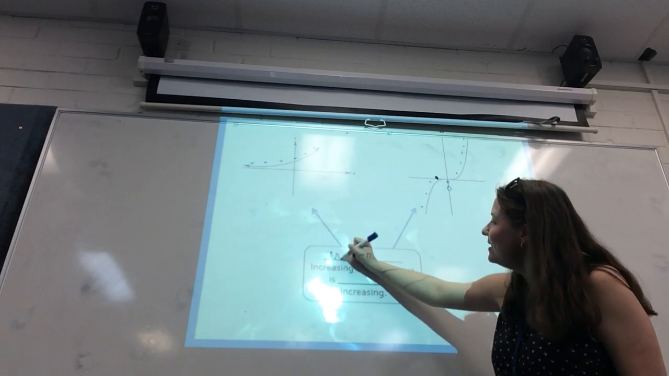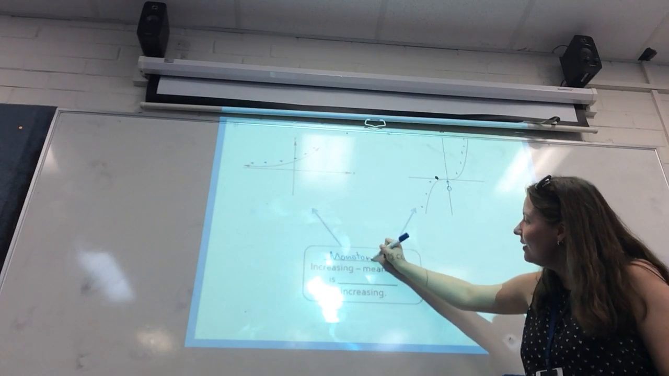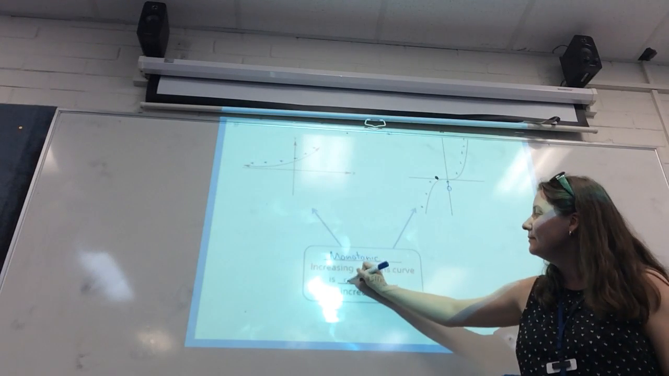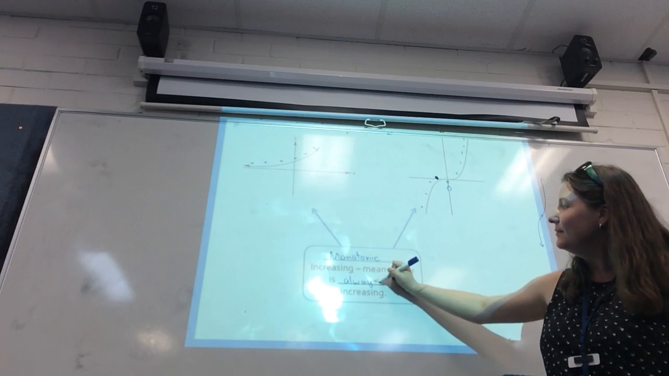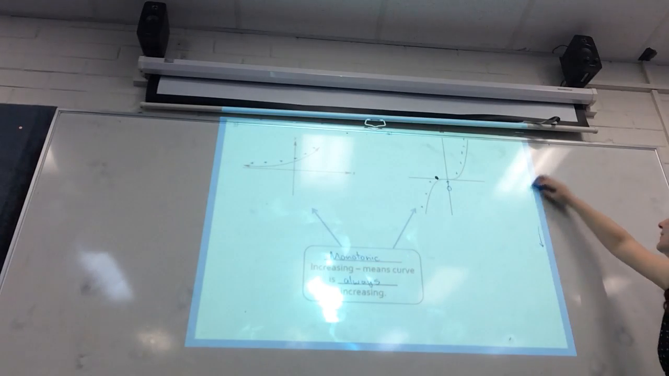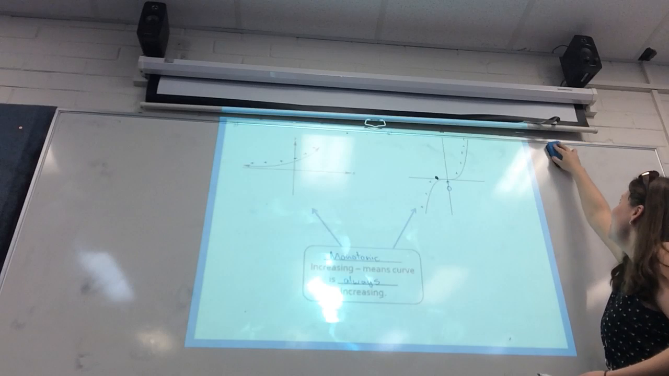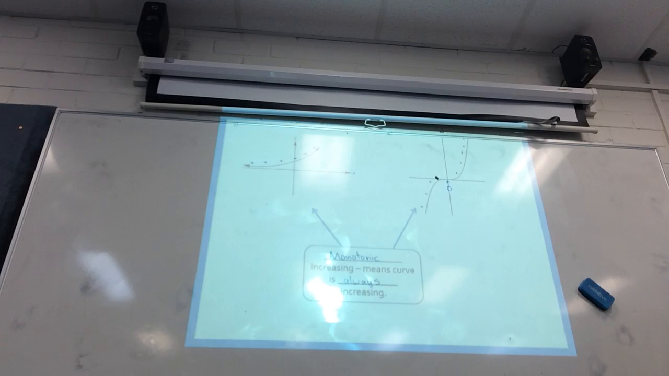Now, we call these monotonic increasing. So they're always increasing, which we've talked about before. But if you were told the curve is monotonic increasing, it means the gradient is never negative, actually.